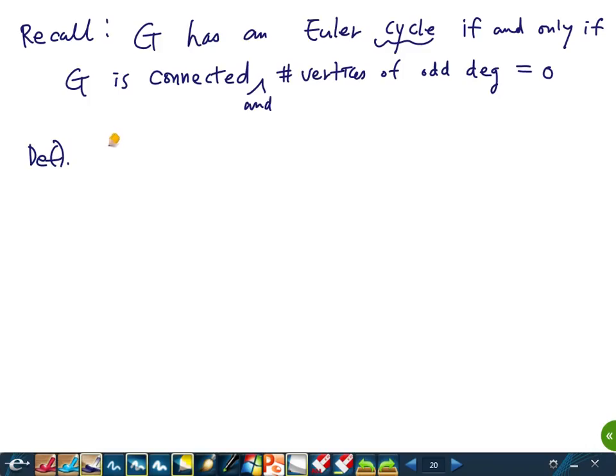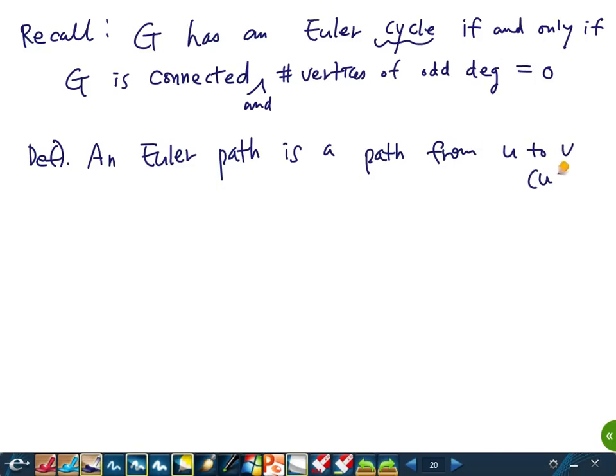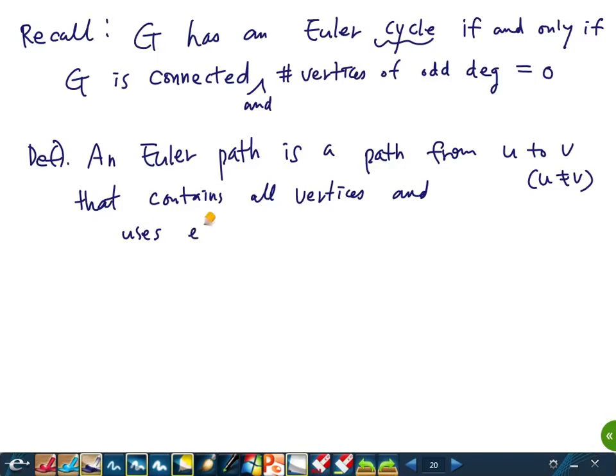An Euler path in G is a path from u to v, so the starting and ending points are different, that contains all vertices, and uses every edge exactly once.